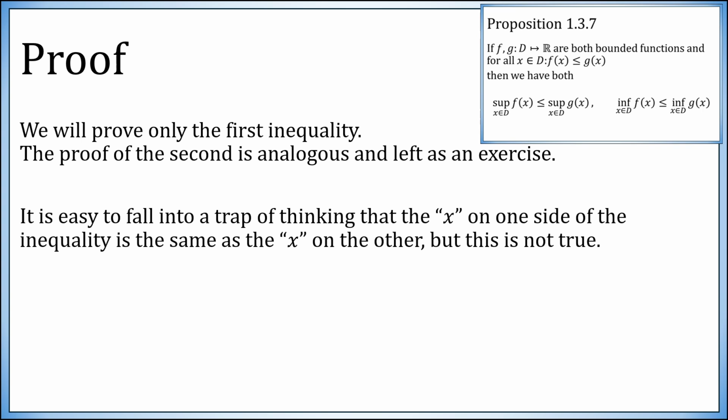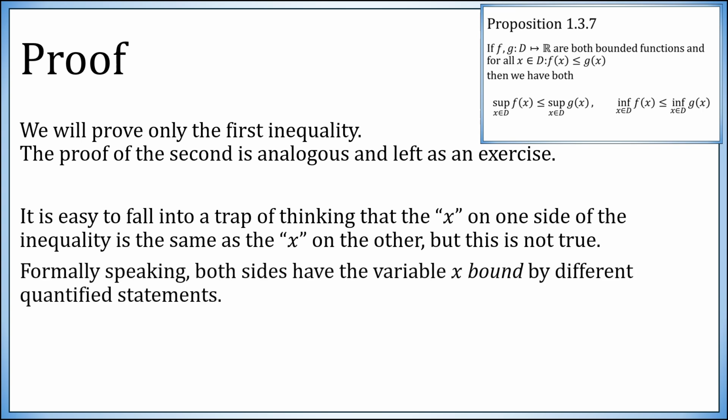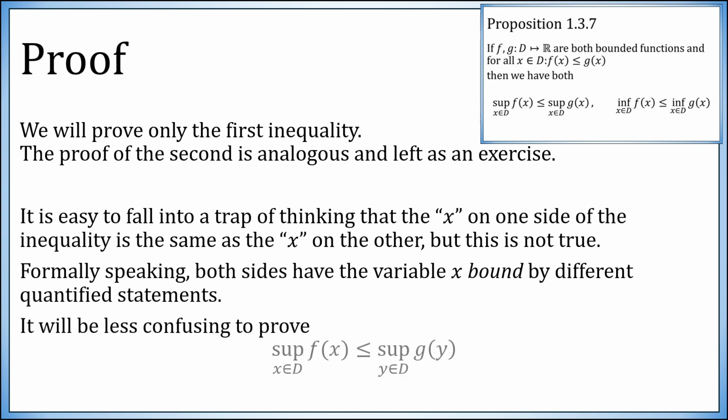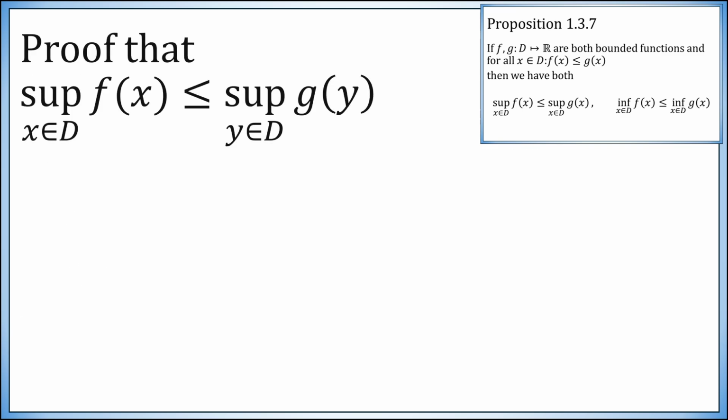Now, the trap that one can fall into is thinking that in the statement of the theorem, this f of x and this g of x, that these two x's are the same. They're not really. The x is ranging over the entire domain. So both sides of this statement have an x, but it's bound by different quantifiers. So what will actually be less confusing is just to put a y on the right, the supremum over y of g of y, and an x on the left, to not fall into the trap of thinking that the f of x and the g of x are always acting on the same x.